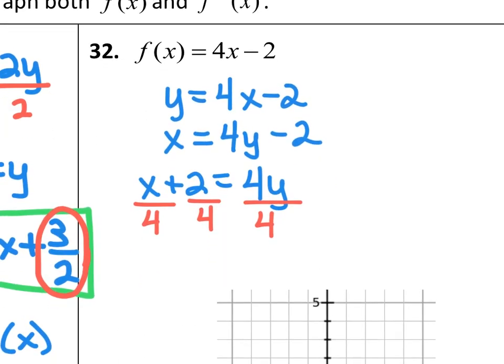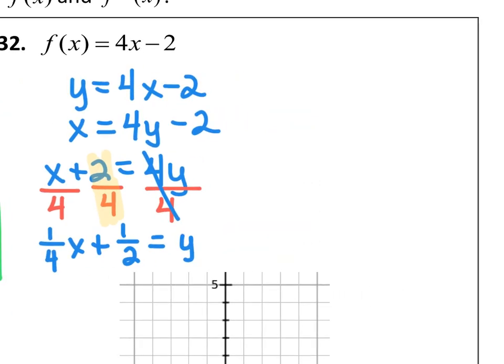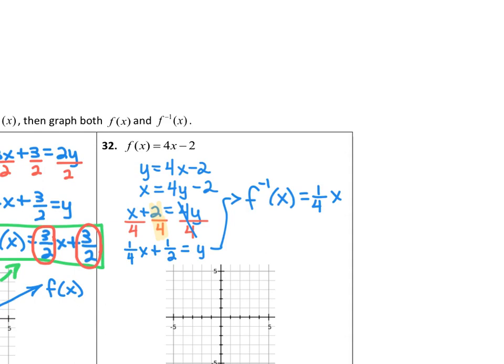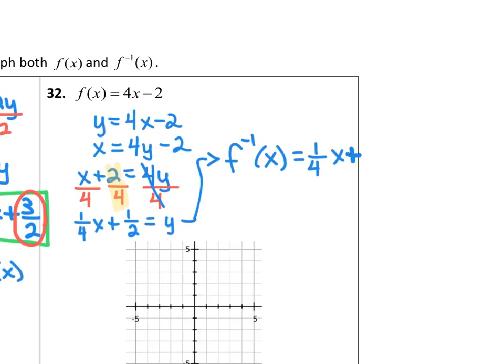And I end up with 1/4 x plus, now notice that 2 over 4 here, that fraction is the fraction 1/2, so it's going to be 1/2, and then the 4's cancel so that you're left with just y. Rewrite that in function notation, so now you've got f inverse of x equals 1/4 x plus 1/2.